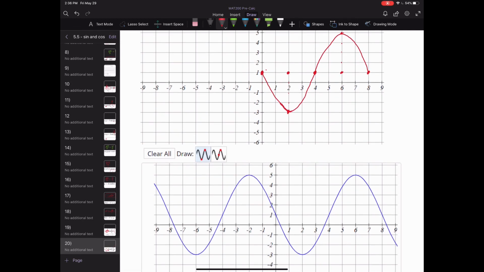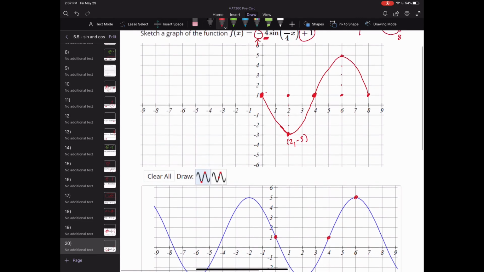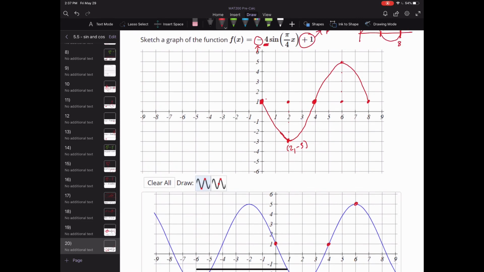All right, I'm gonna check this is the point 2, -3. 0, 1. 4, 1. 6, 5. And you could just do it going backwards as well. And again, just know a few key points. Once you know your key points, you're good.